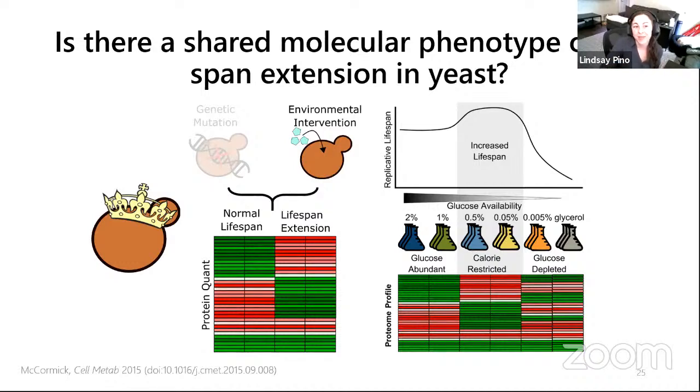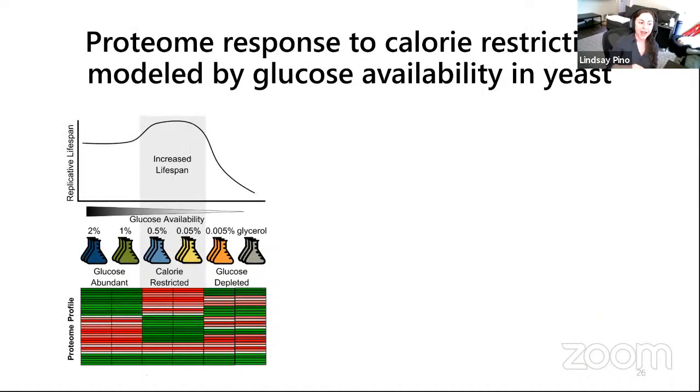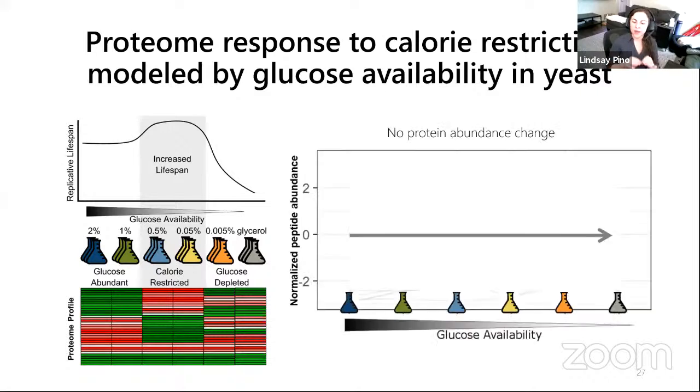And I said, okay, this is going to be it. This is where I'm going to see my proteome changes. I hypothesized that across a range of glucose availability, I might see that reflected in the proteome a couple different ways. The first would be that across availability, the peptide abundance, the protein abundance would not change at all. These are proteins that are not affected at all by the amount of glucose.